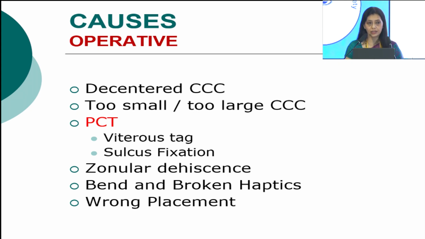Any zonular dehiscence, either anterior zonules, posterior, or a total zonular dehiscence, is a very important cause, we all know, of a decentered IOL. While putting in an IOL, sometimes the haptics get broken or they remain bent. A broken haptic is often a reason for a decentered IOL, which if we do not take care of and just let it go, leads to a decentered IOL and all those complications which the patient experiences. A wrong placement of IOL sometimes would also lead to a decentered IOL.